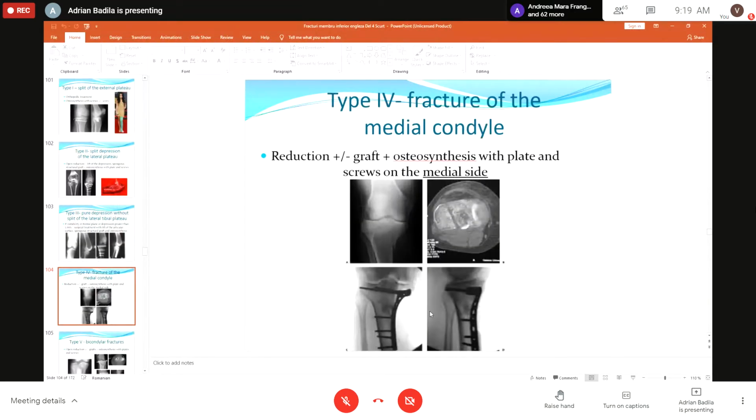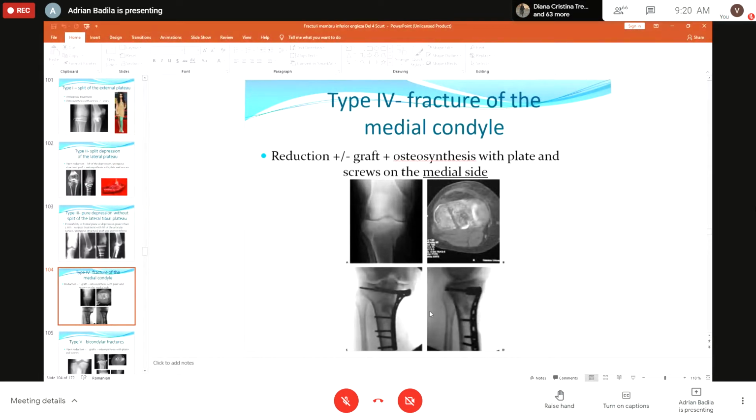The type 4 fracture is any fracture at the level of the medial plateau. Like in the lateral plateau, we will perform reduction, plus or minus autograft if we need one, and osteosynthesis with plate and screws. All these procedures on the medial side of the tibia.